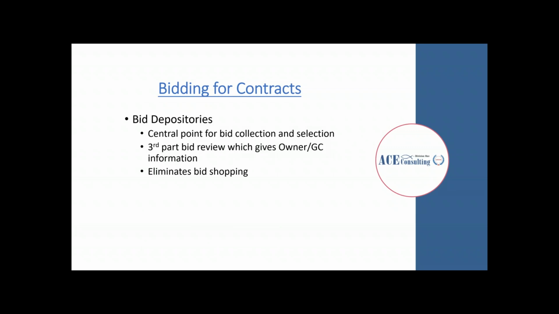A bid depository is a central point for bid collection and selection. This is where all the bidding parties are going to send their information. It's usually a third-party review team that gives the owner or the GC information. This can help eliminate the use of bid shopping.